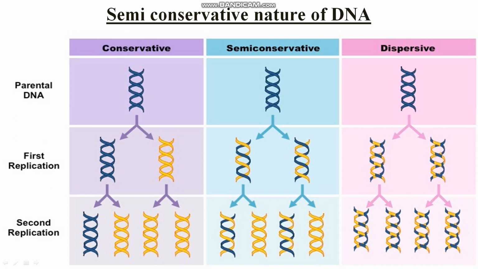Suppose this is the DNA, the double helical structure of DNA. One helix is from here and one is from here, and this blue helix is the parent helix, right? And this yellow helix is the newly formed helix, right? So this is semi-conservative. From one DNA, two DNA are formed, but one helix is conserved. One parent helix is conserved here, and one is here.